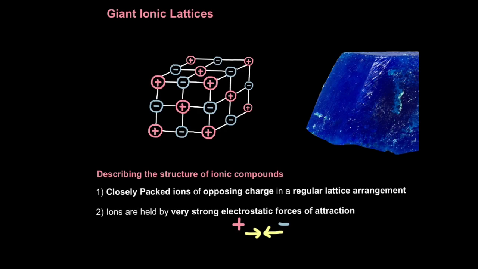In exams, if you have to describe the structure of ionic lattices or ionic compounds, you would say closely packed ions of opposing charge, positive next to negative, negative next to positive, in a regular lattice arrangement, in other words, in nice rows. The ions are held by very strong electrostatic forces. That means forces between charged particles, positive, negative. This is a handy definition to memorize.